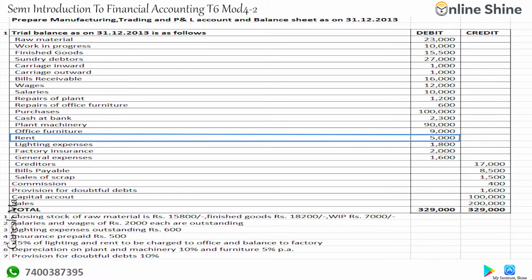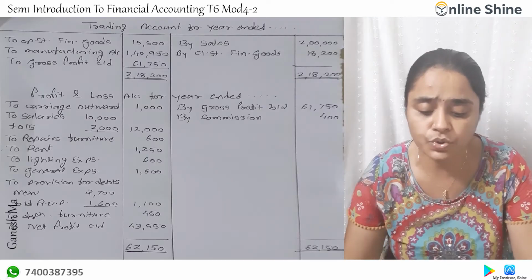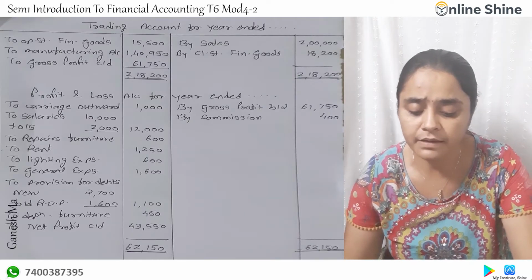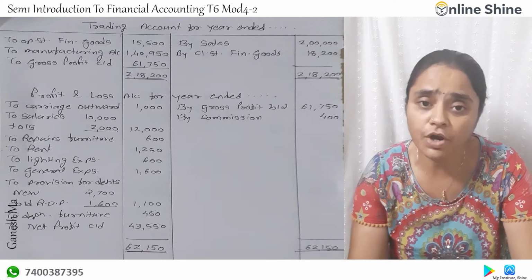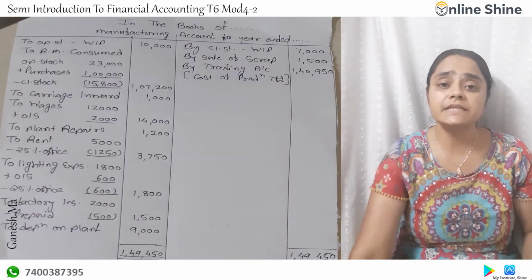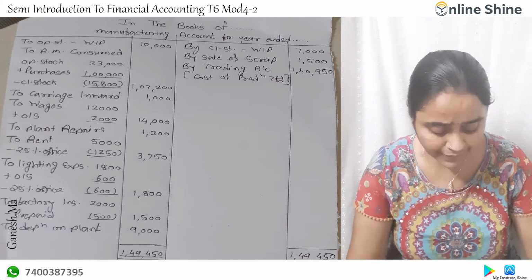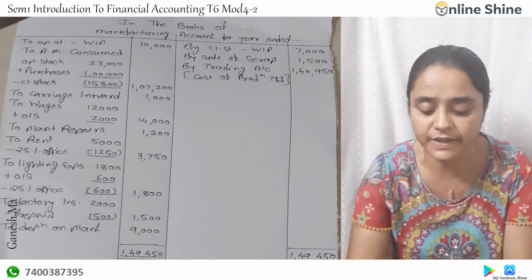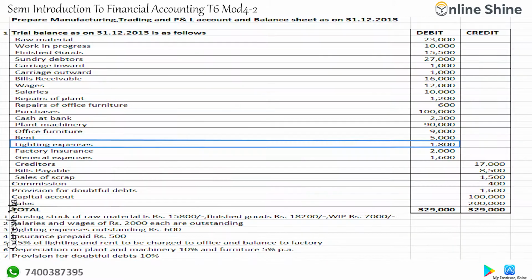The next item is rent. Rent is your P&L item. So go to your P&L account and you put rent, but rent is used partly for office and partly for the factory. So in both ways rent will come. You can see in your manufacturing account you will put rent as rupees 5,000. Understood so far? Yep. Go to the next one.